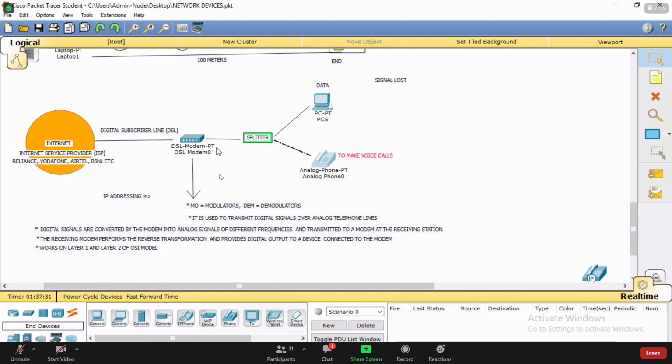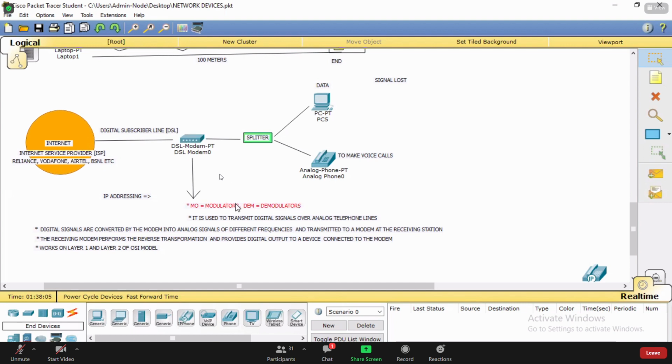So what is this device doing? It is doing the conversion. Whatever signal is made for this machine, it is converting from analog to digital. And whatever signal is for this landline phone, it is converting from digital to analog. Analog to digital, digital to analog. This is what is done by this modem, which stands for modulator, demodulator. MO stands for modulator and DEM stands for demodulator.